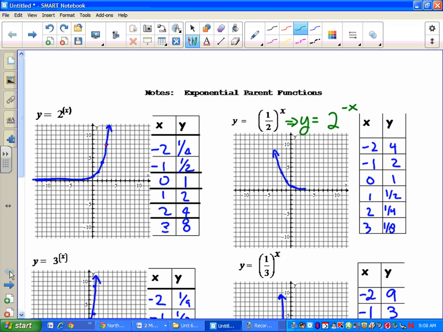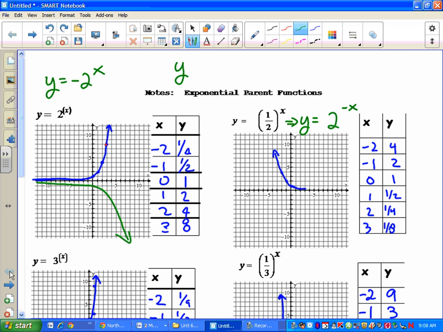Now, think this through. If I took this equation and put a negative in front of it right here, it would have reflected over the x-axis. You with me? But because the negative is really on the x, it reflects over the y-axis. You see it?